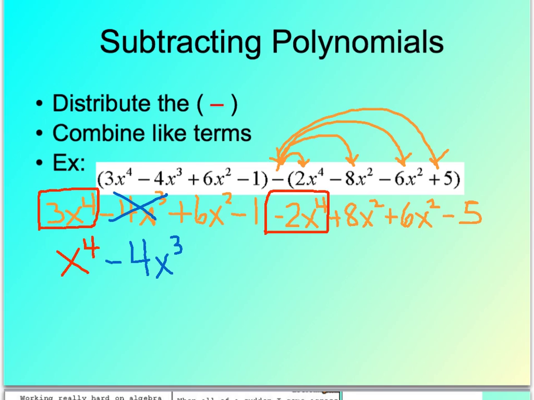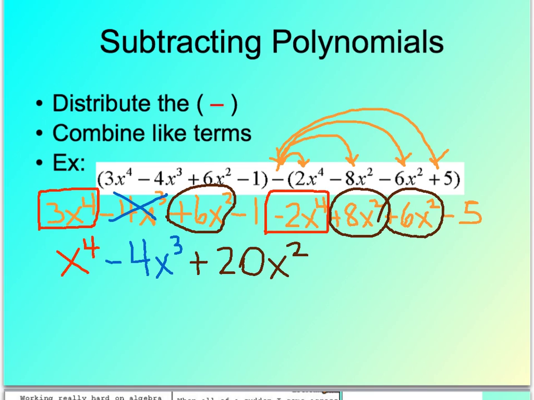My next exponent would be the squared term. So I have a positive 6x squared, a positive 8x squared, and a positive 6x squared. So I'm going to add together a 6 and an 8 and a 6. So that gives me 14 plus 6, which is 20x squared. And then finally, I have a constant, and I have a negative 1 and negative 5 that go together to make negative 6.